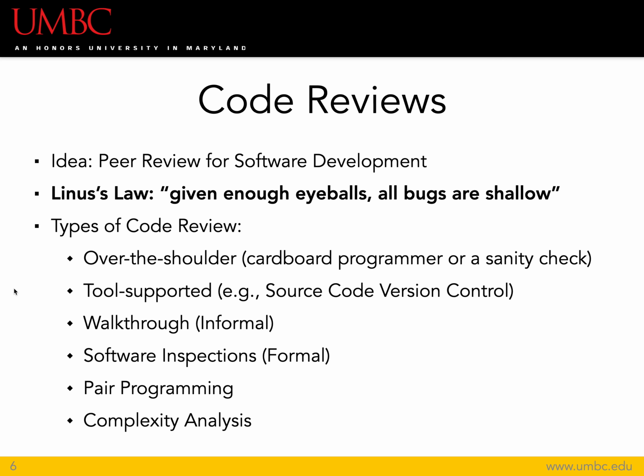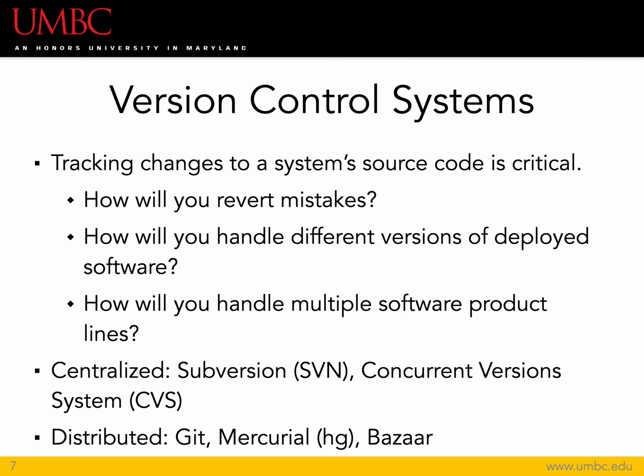Okay, so let's move on to tool-supported code review systems using version control. A version control system is essentially a piece of software that helps you track changes to source code. This is really critical because if you can't do that, you're not going to be able to revert mistakes very easily. You may not be able to handle different versions of deployed software, or possibly software that has to be deployed on multiple product lines.